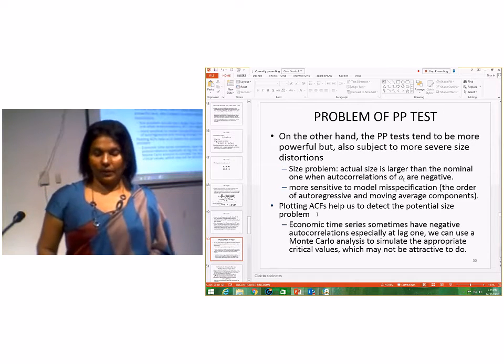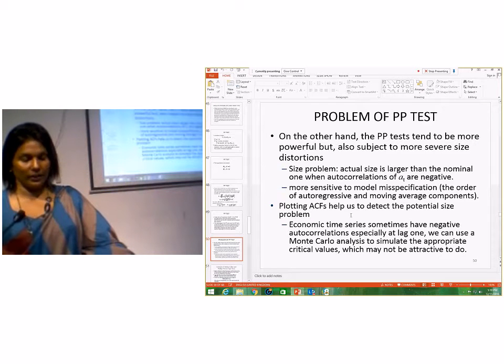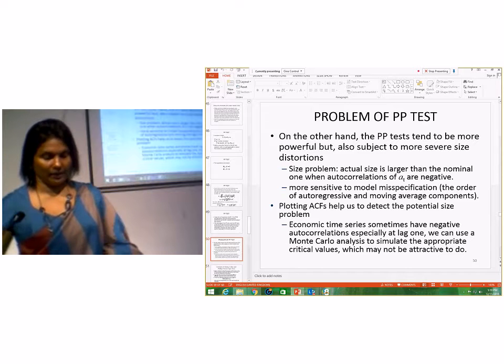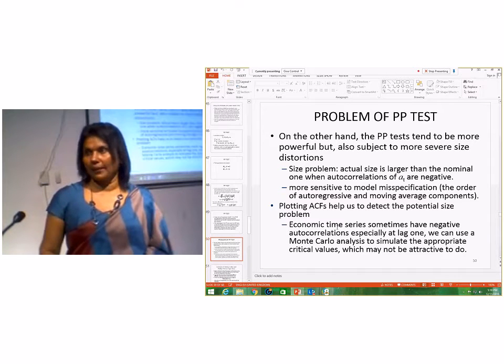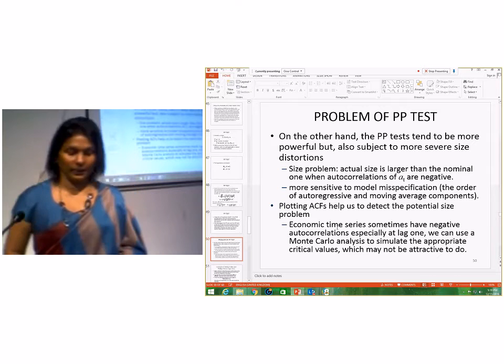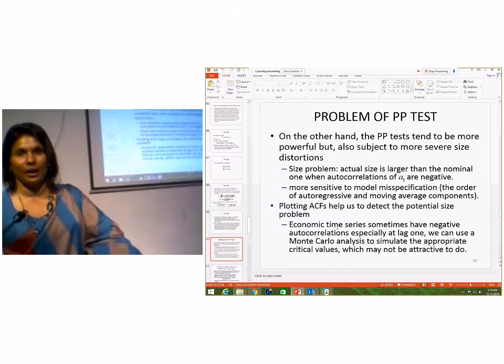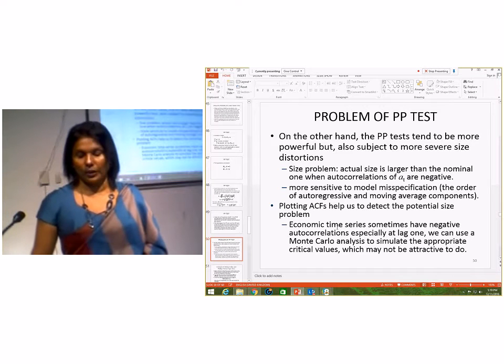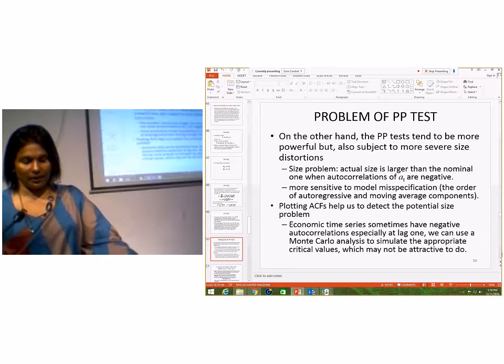Plotting the autocorrelation function, ACF, helps us to detect the potential size problem. Economic time series sometimes have negative autocorrelations, especially at lag 1. We can use Monte Carlo analysis to simulate the appropriate critical values, though that may not attract you to do it.